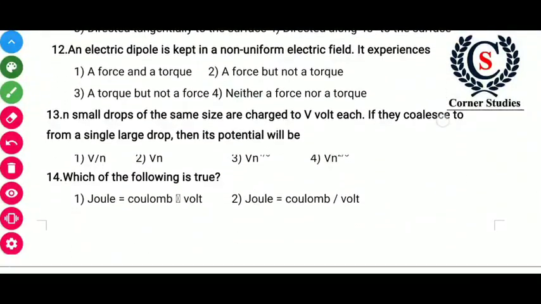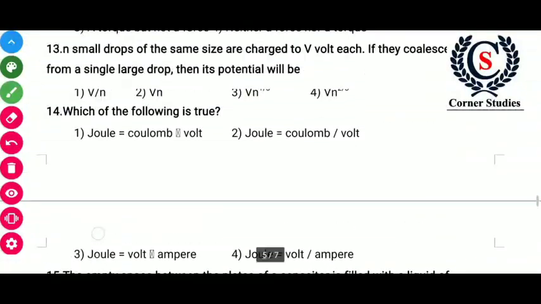Next question. An electric dipole is kept in a non-uniform electric field. It experiences: a force and a torque, a force but not a torque, a torque but not a force, neither a force nor a torque. Answer: a force and a torque.